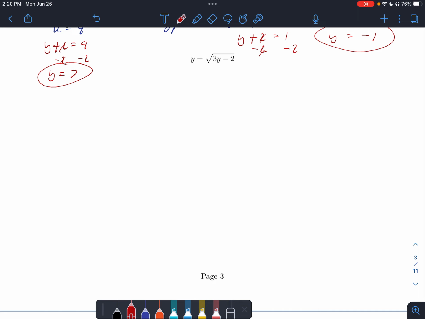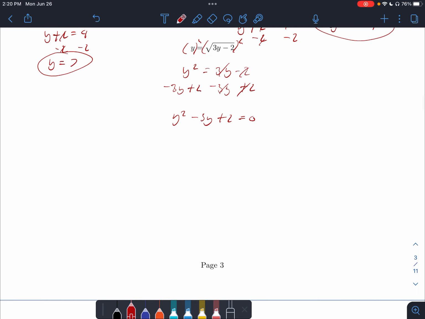So this particular problem is really just a polynomial in disguise. So let's go ahead and square both sides. So we'll get y squared is equal to 3y minus 2. So now we can subtract 3y and add 2 to both sides, and we get y squared minus 3y plus 2 must be equal to 0.